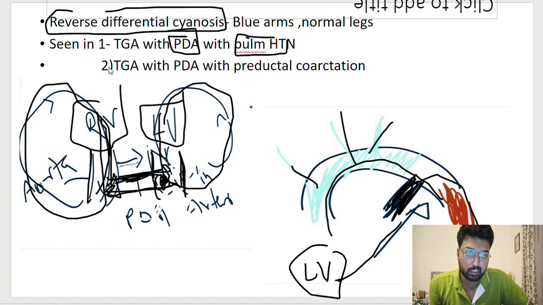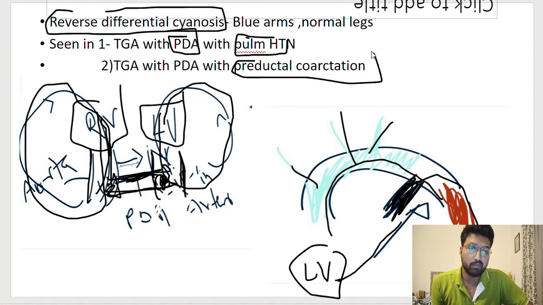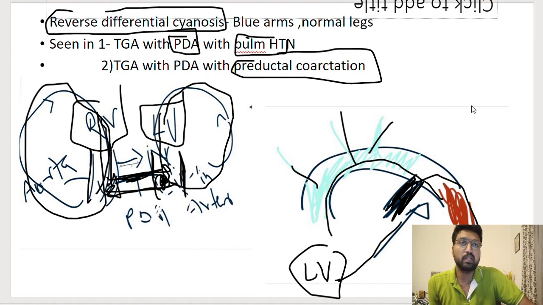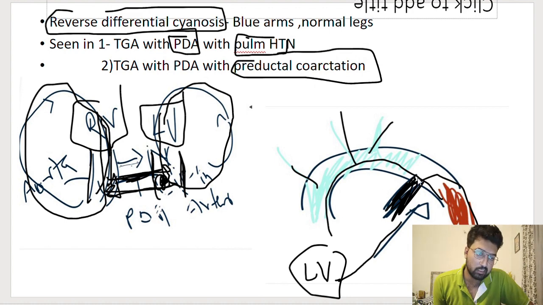So this is a similar concept if you see TGA with PDA with preductal coarctation. What does preductal coarctation mean? This is the PDA, the duct, patent ductus arteriosus. Before this duct, there is a narrowing here.